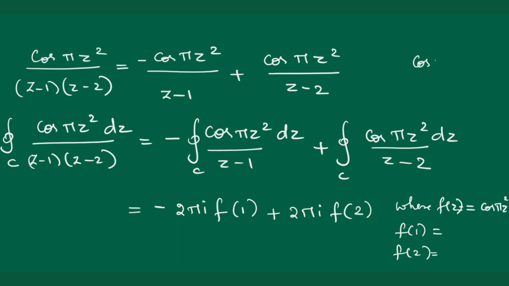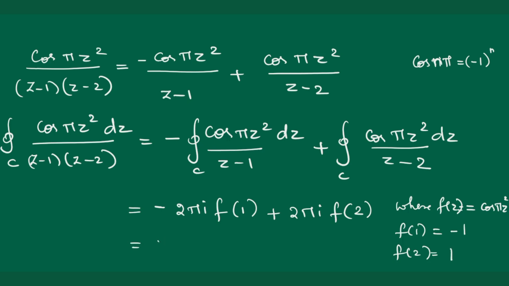Before that we have to recall what is cos n pi. It is minus 1 whole to the power n, which means that whenever n is odd, the answer will be minus 1, and whenever n is even, the answer will be plus 1. So for f of 1, z square means 1 square, z substituted as 1. So 1 square means it will be cos pi, cos 1 pi. So n is 1, which gives the answer minus 1. Similarly, f of 2 means 2 square, which is 4. So cos 4 pi. 4 is an even number, so the answer is plus 1.